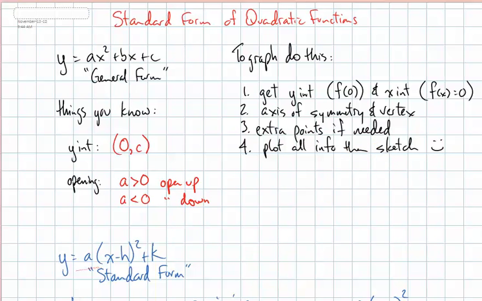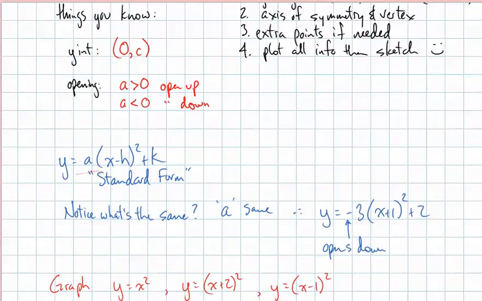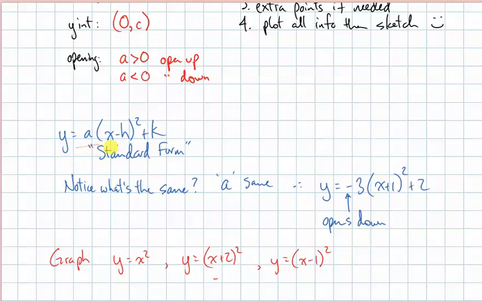Now there's a new form that's very valuable. It's called standard form. The a is the same as before, so the a is still telling me the direction of opening. But there's something new introduced here, an h value and a k value. The h value is next to the x, inside of a bracket being squared, and k is being added or subtracted on afterwards. So just a reminder, in this example over here, with an a, an h, and a k, that negative sign is telling you a is negative, so it opens downward.